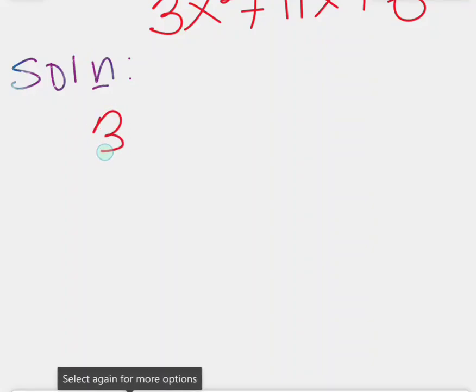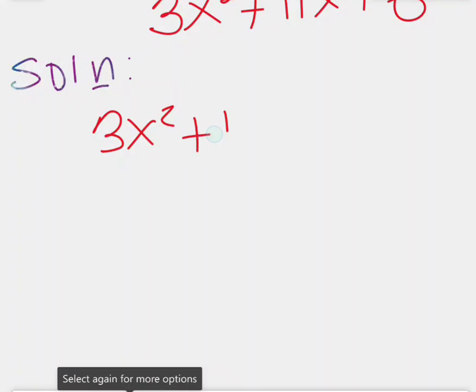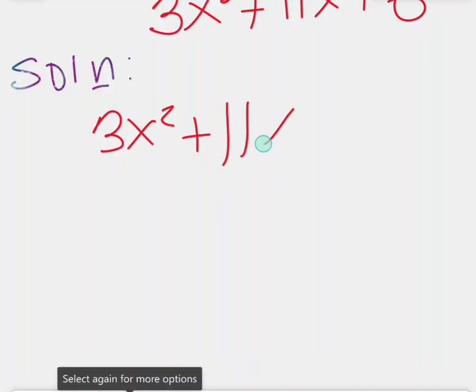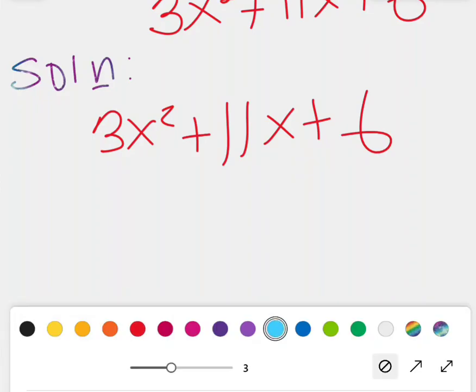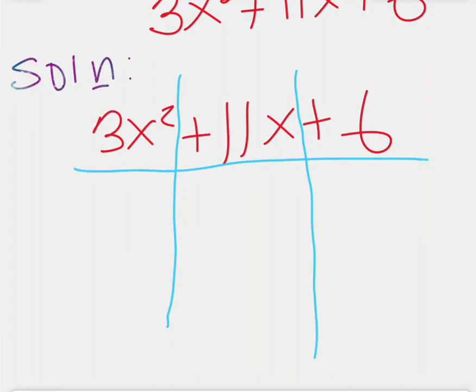I have 3x squared plus 11x plus 6. Now when you rewrite the expression, what I want you to do is to break this expression into 3 columns. So I have my first column, then I have my second, and I have the third column.